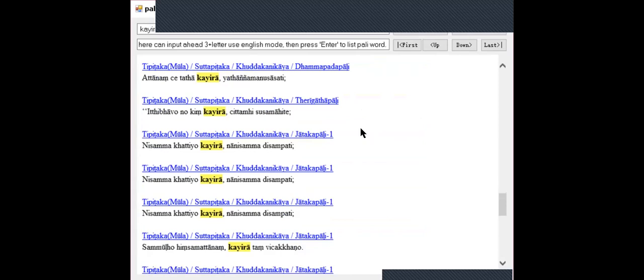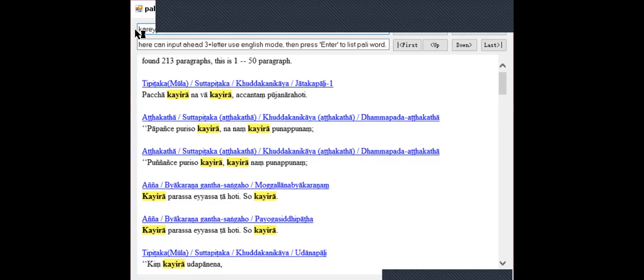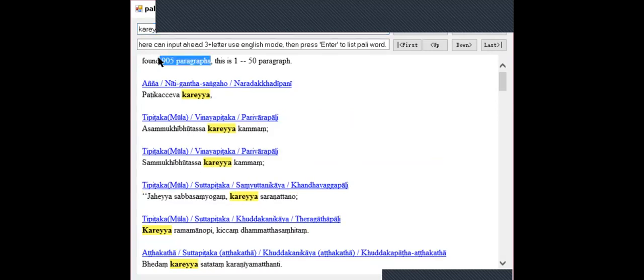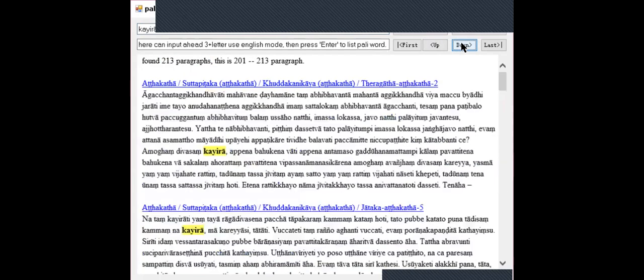So you can see this one, 213. It's quite low, right? Let me try the other one, Kaleya. This is 213 here. You see, Kaleya is more common, 905. So the one we saw just now is also quite common. Going back, 213 is actually quite common also. This one is only 1 to 10, so you still go down, down, down.